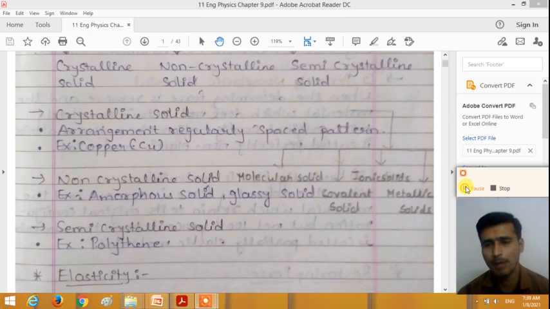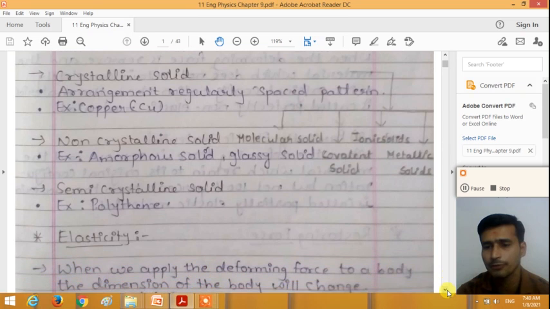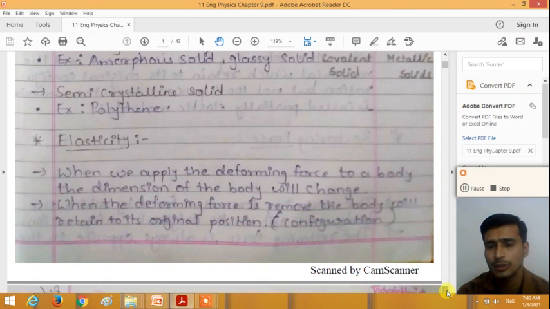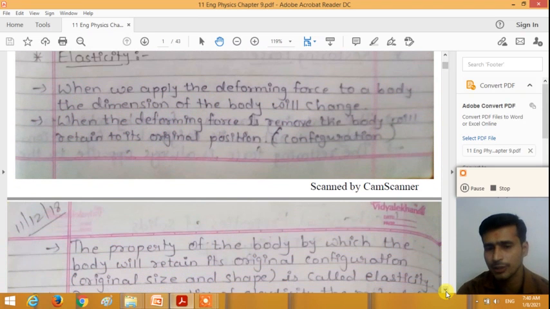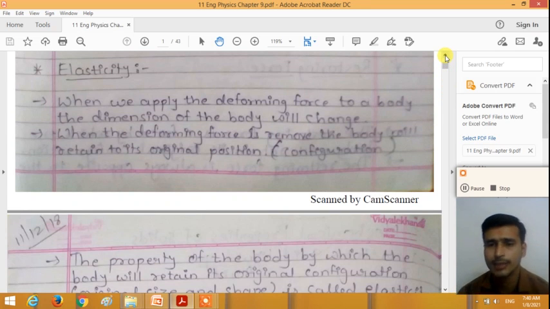So dear students, by applying an external force, we can change the shape and the dimension of the body. That's why this type of force is called the deforming force. By applying a deforming force, we can deform the solid. And when we remove the deforming force, the body will retain its original position. The property by which the body retains its original position is called elasticity. So in this chapter we will discuss one important mechanical property of the solid, that is elasticity.